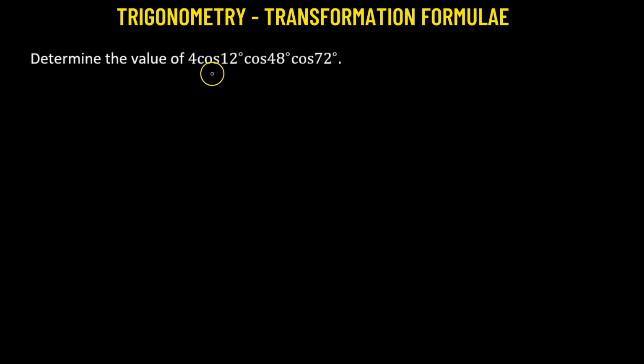So here we need to determine the value of the given trig function. Let us begin. So we have given the trig function 4 times cosine of 12 degrees times cosine of 48 degrees times cosine of 72 degrees.